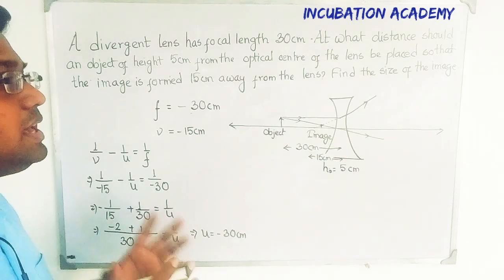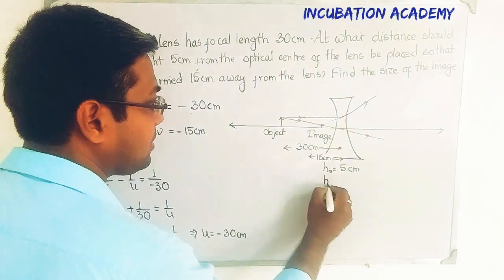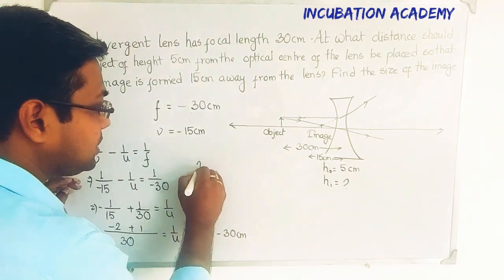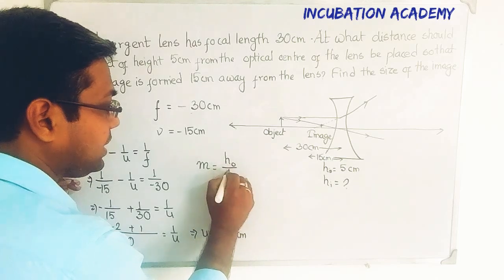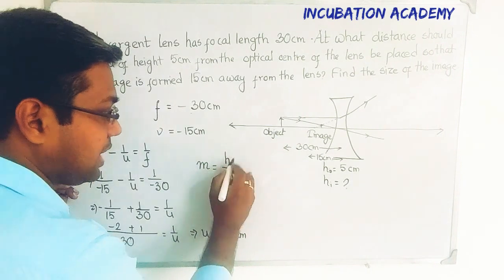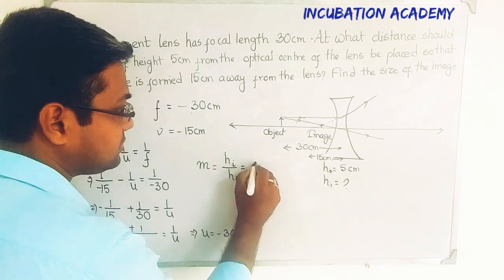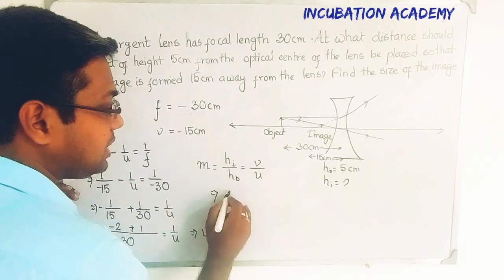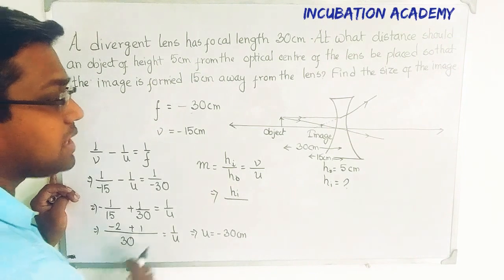Now we have to find out the size of the image. So the size of the object, that is HO, is given. So HI we have to find out. The expression of the magnification can be written as HI by HO, that is the height of the image to that of the height of the object, is equal to image distance to that of the object distance. What is the height of the image, that we have to find out. Okay. But before that we have to take care of the sign conventions.